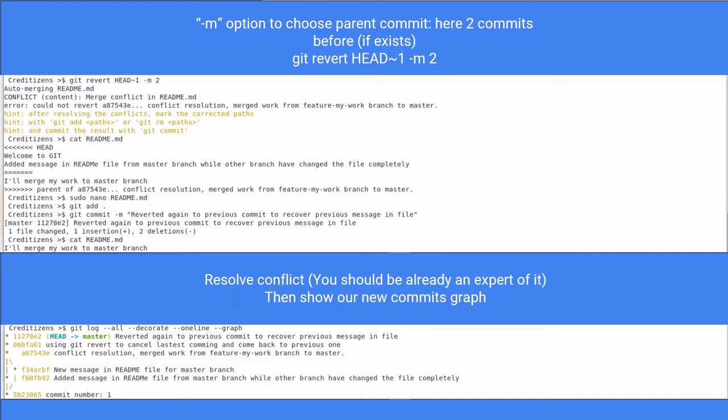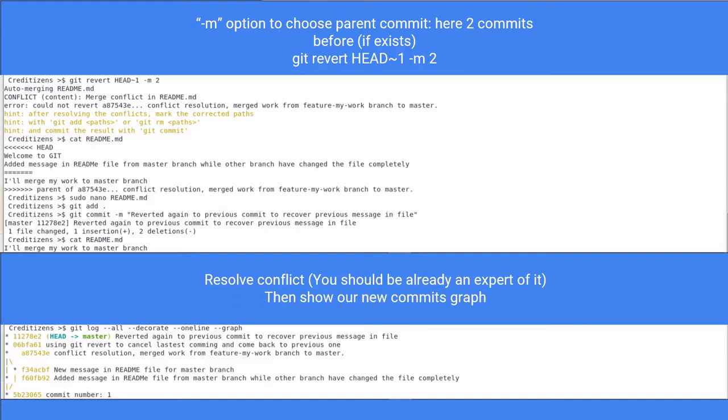So git revert HEAD~1, and I put the option -m and 2, the number 2, and I get that conflict. And again, it's gonna tell me there's a conflict, choose your message. I do a sudo nano, so you enter into the file, you change it, you add, and you commit your work. Adding to the staging area and committing your work. And after I do just a cat README, just to show you what is in the README. So I reverted it back to the message that I had deleted just before.